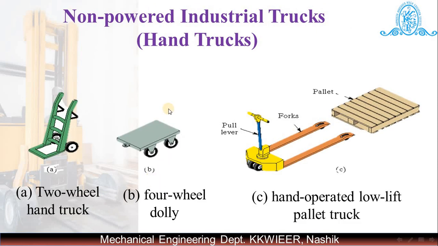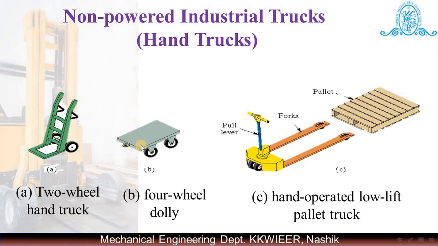In that we have two types. First one is non-powered and powered type. In non-powered, we can say it requires the human intervention. Human intervention in the sense a human is required to operate all these types of equipment. Suppose a two-wheel hand truck is there for transporting the load, which consists of two small wheels and a handle for operation.